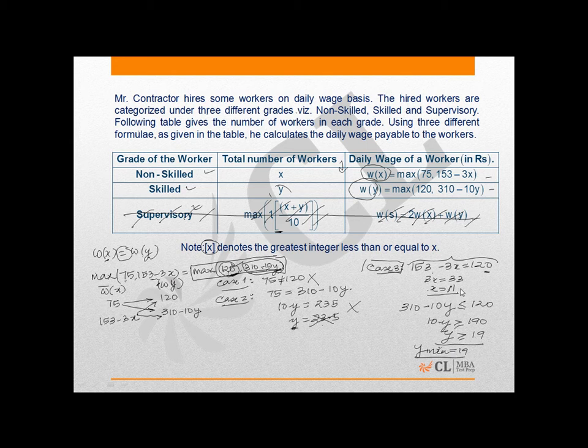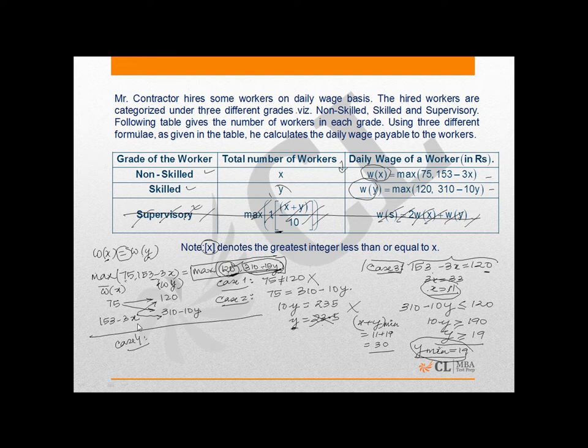So how many non-skilled workers do we require? 11. And how many skilled workers do we require? 19. So the minimum value of x plus y in case 3 comes out to be 11 plus 19, that is 30. Now let's look at case number 4.